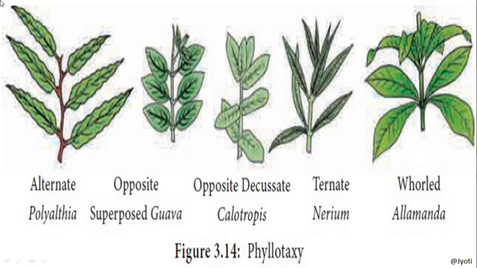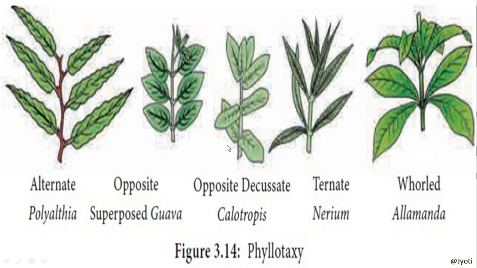As I have said, this is opposite because from each node two leaves are developed, and I also told you that the opposite phyllotaxy is of two types. Here you can see this is the case of guava. In guava, one pair of leaves is present at the same level as the other pair of leaves. So such type of arrangement is called opposite superposed phyllotaxy.